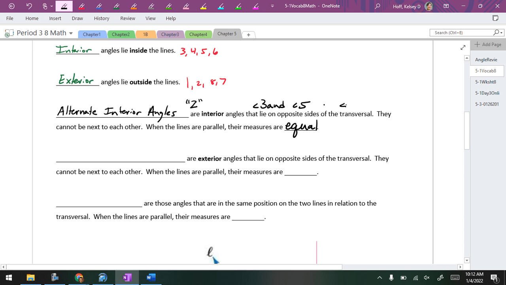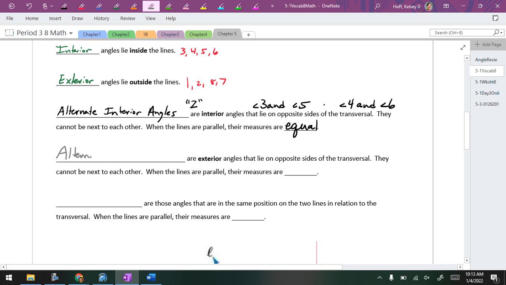And then angle, I forgot the other one, 4 and 6, thank you. Alternate interior angles. And I will say to you, have you looked for a Z? If you trace those angles, you'll make that Z. All right? Next vocab word.